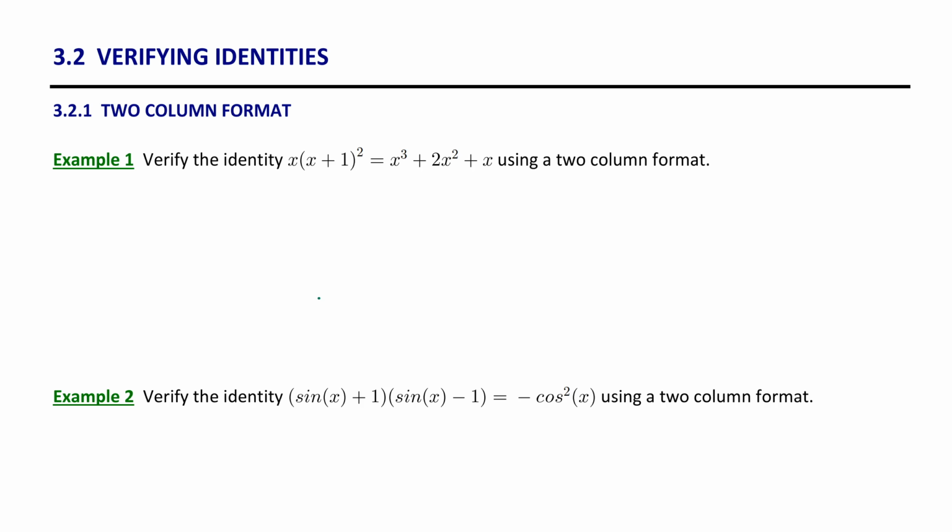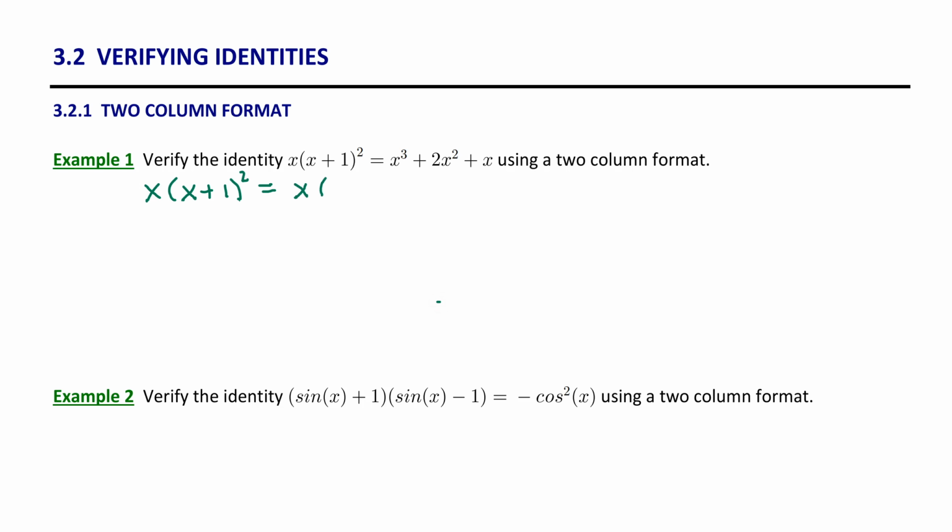The equation we want to verify here is x times (x plus 1) squared equals x cubed plus 2x squared plus x. So I'm going to choose one side of that identity equation, and I'm going to start with the left side. I'm going to copy that down in one column, and then I'm going to show step by step that the left side can be transformed into the right side using properties of algebra.